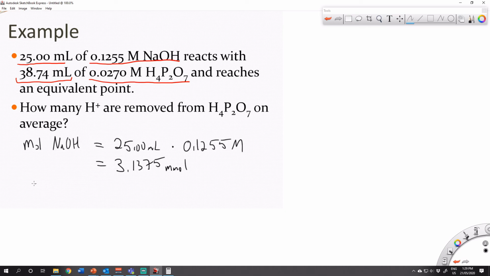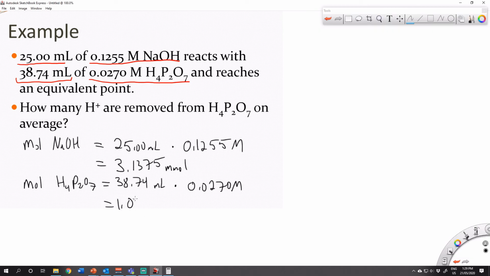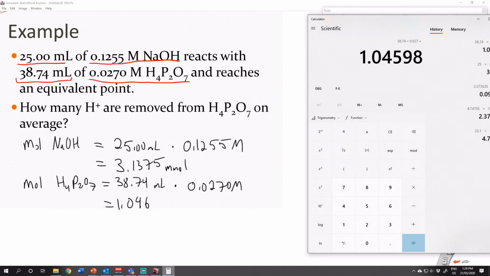Now, unlike the previous problem, we actually have enough information to calculate the moles of H4P2O7, because we have the volume and we have its concentration. So we'll carry out that calculation. 38.74 times 0.0270, so we have 1.046 millimoles.